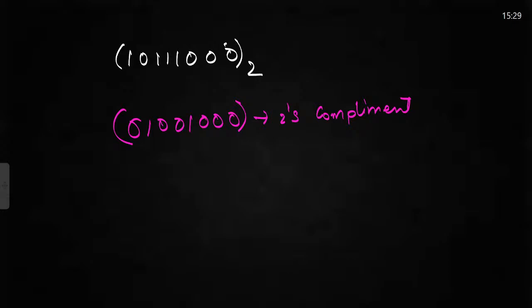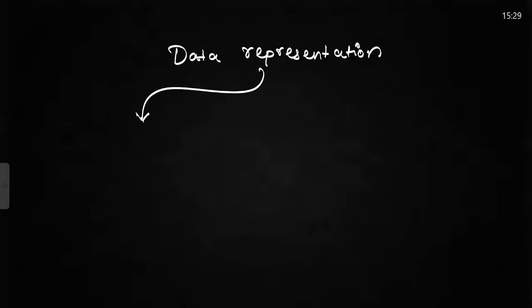Now let us understand another important topic of digital electronics, that is data representation. There are two ways of representing data. One we call magnitude, another known as complement.